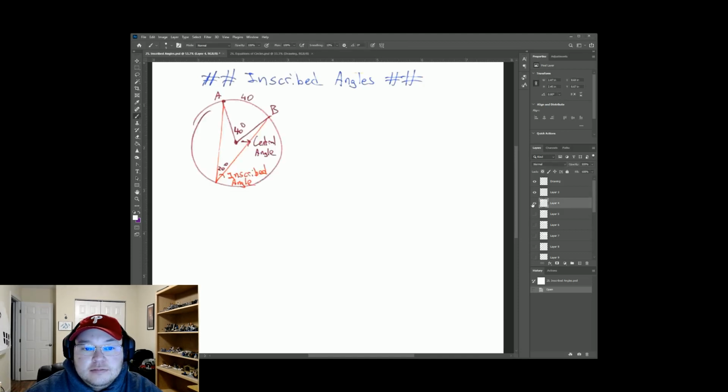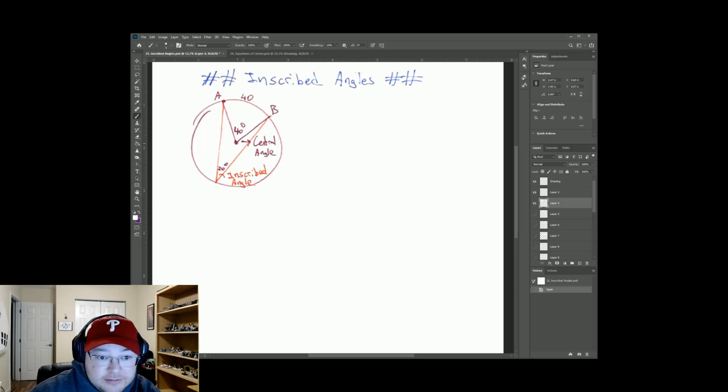Now, here's a picture of a circle. We know that this angle here is 40 degrees. We call that the central angle because it's the center. And we know that the measure of that arc right there is 40 degrees because this and this are the same. An inscribed angle starts on the edge of the circle.